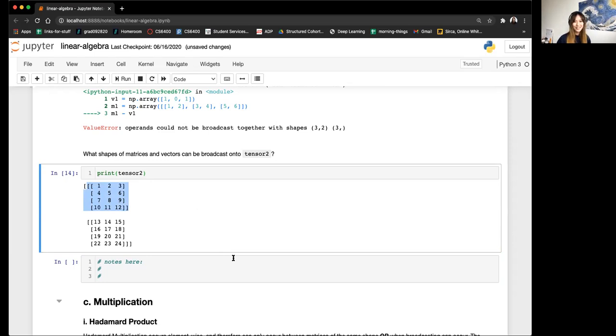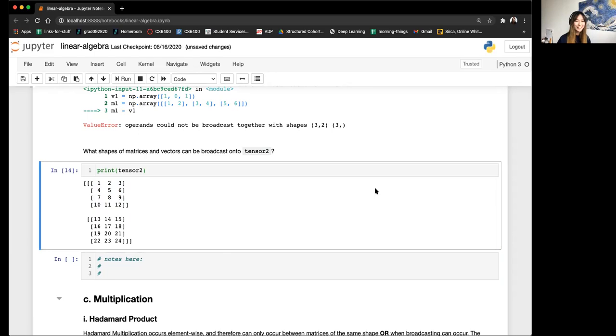Hopefully that clarifies it a little bit. But feel free to mess around with this if you have this notebook. But yeah, very unlikely you'll be working with tensor operations. Just wanted to point out that broadcasting is extremely powerful.